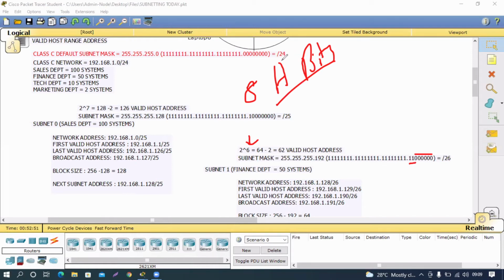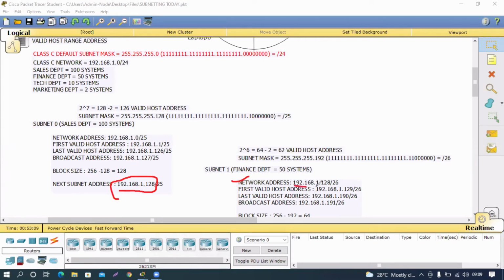So already we are having /24, right? /24 plus 2 is what? 26. So /26 is the number of network bits, right? So our network address is coming. Can you see the same address is coming over here? It is the same address, right?